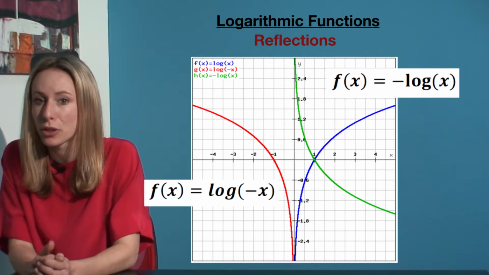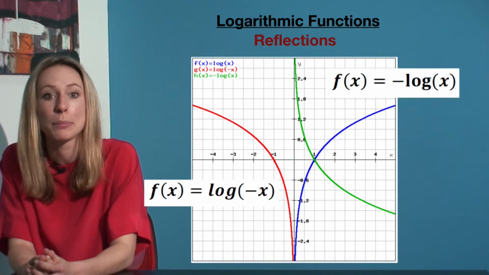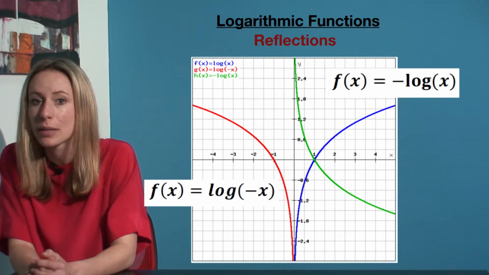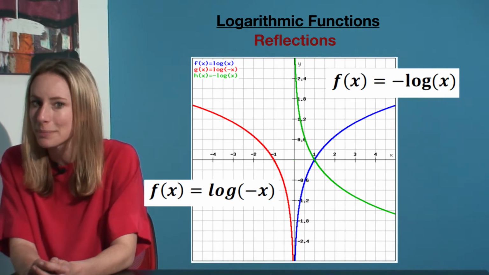It is also possible for a log function to be reflected in both the x and the y-axis, if the negative is applied before the function and the x value. If there are translations applied to the function as well, you must first reflect the function before you translate it.